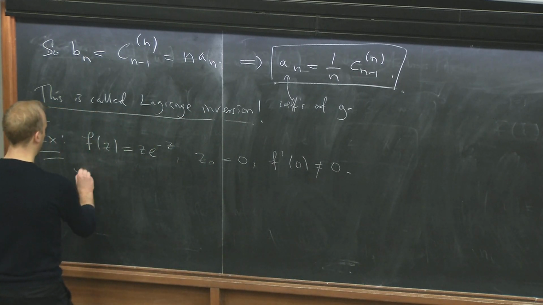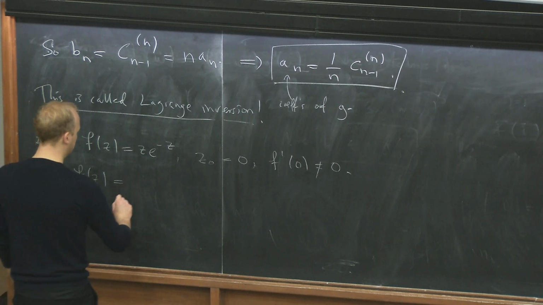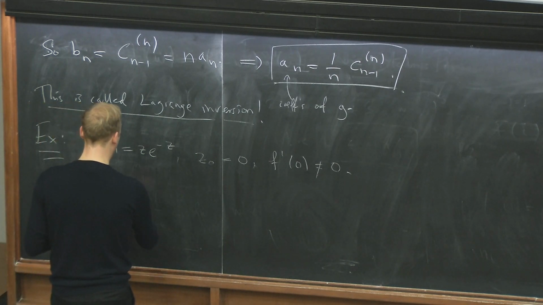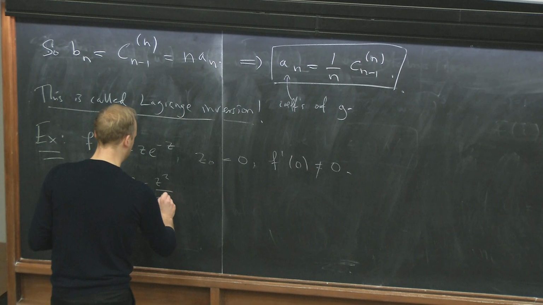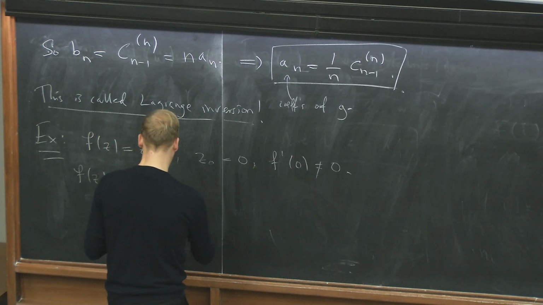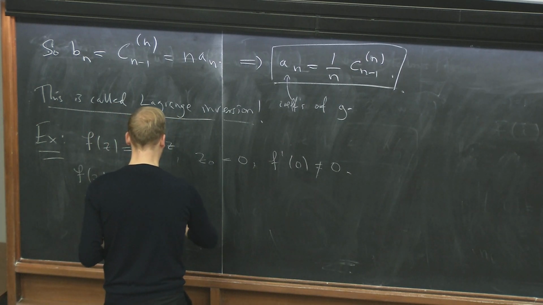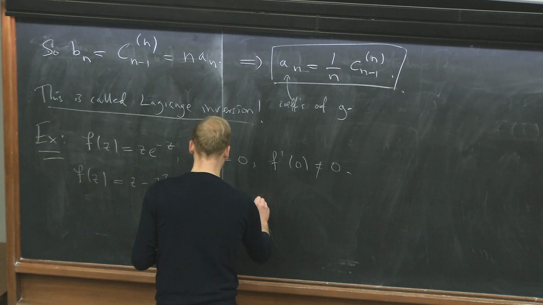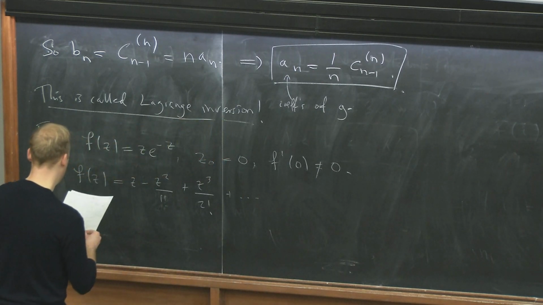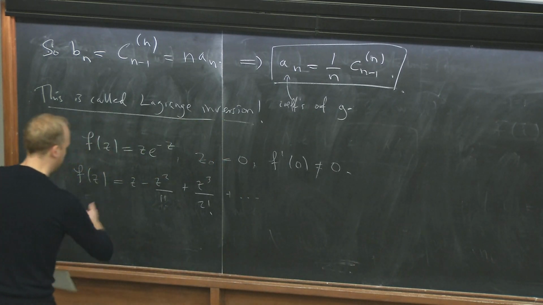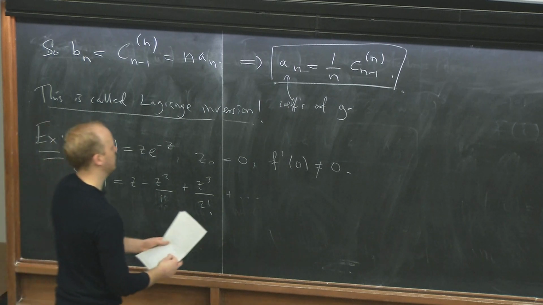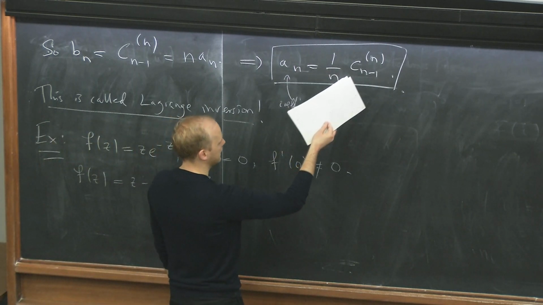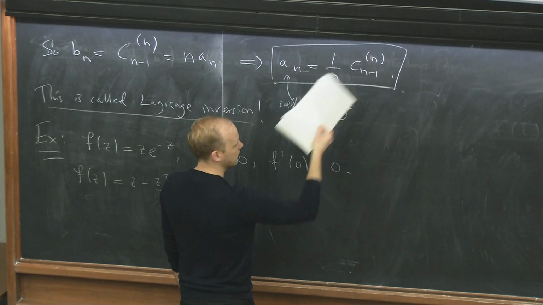But more importantly, we have a power series expansion, f of z, which is equal to z minus z squared over 1 factorial plus z cubed over 2 factorial, and so on. And then what we wanted was to use this formula. So an was 1 over n times cn minus 1 of n.